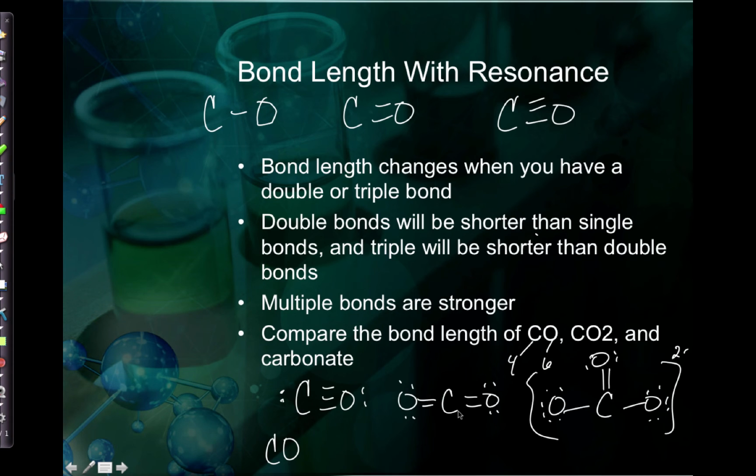What I have in carbon dioxide is just double bonds. So my length would be the shortest in carbon monoxide. Then in the middle, I'll have carbon dioxide because that's just the length of a double bond. And then in carbonate, I'll have the longest bond because it's in between a double bond and a single bond.